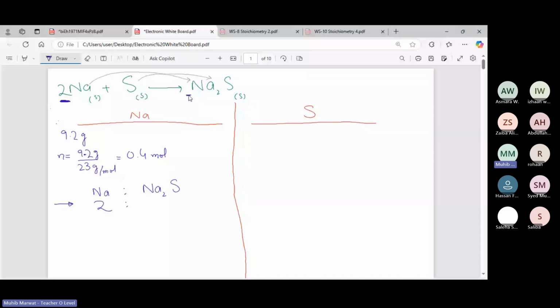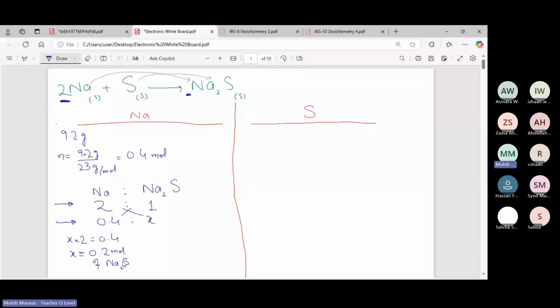Now, the next step is that of given data. We have 0.4 moles of sodium that will form X. So just cross multiplication. X into 2 is equal to 0.4, or X is equal to 0.4 divided by 2, then it will be equal to 0.2 moles, right? So it means we have calculated 0.2 moles of sodium sulfide formed from 0.4 moles of sodium, right?